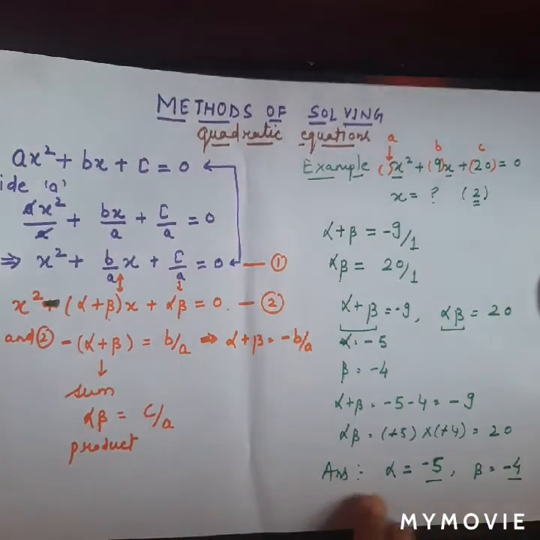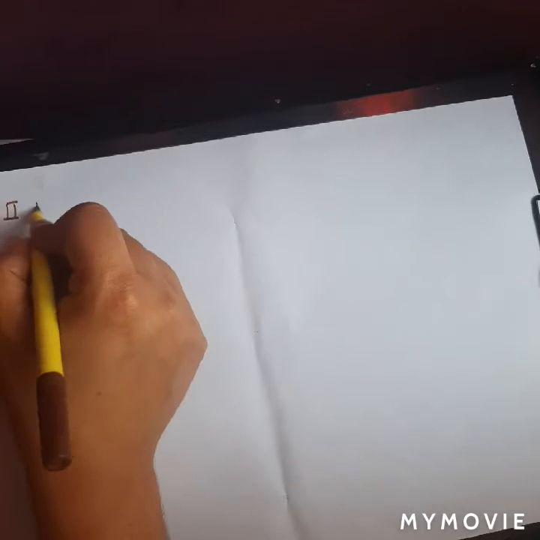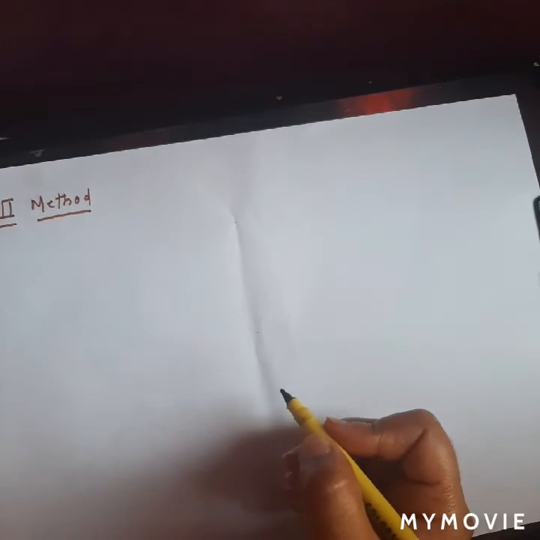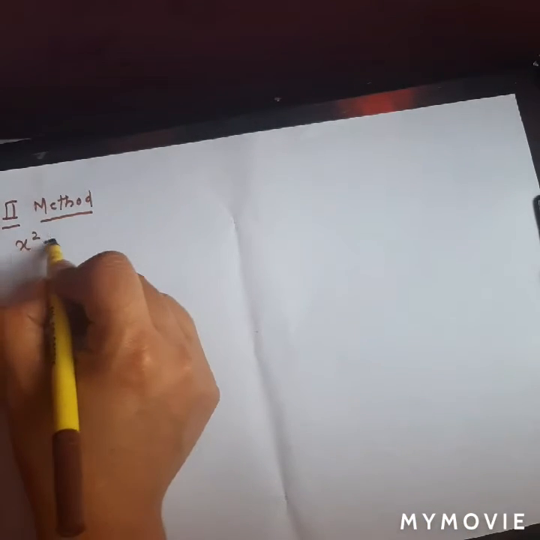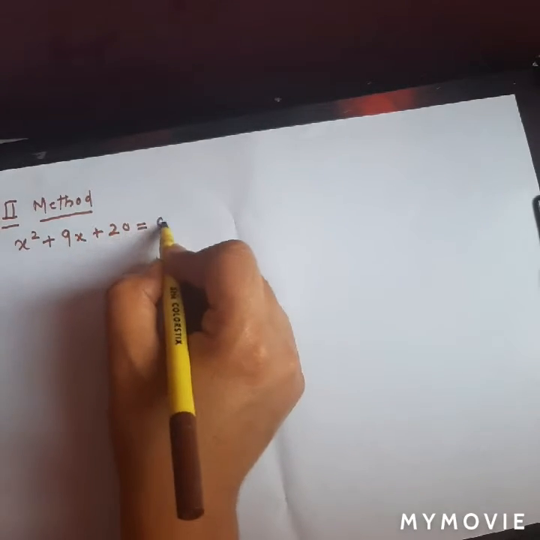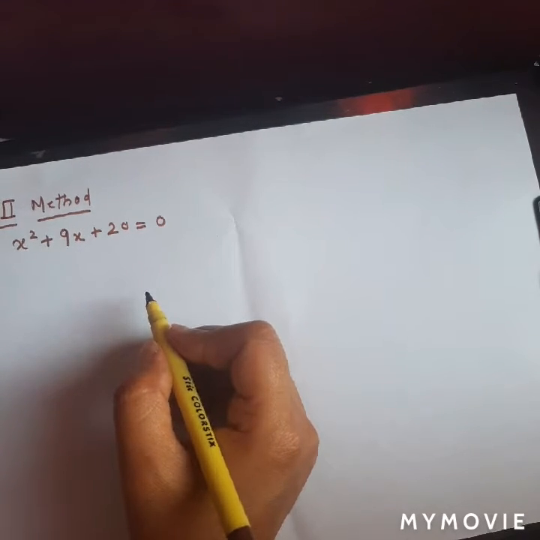This was the first method, and now I would like to go towards the second method. The second method is also easy. I will take this same equation, but the method I will use will be different. The equation was x square plus 9x plus 20 is equal to 0, right?